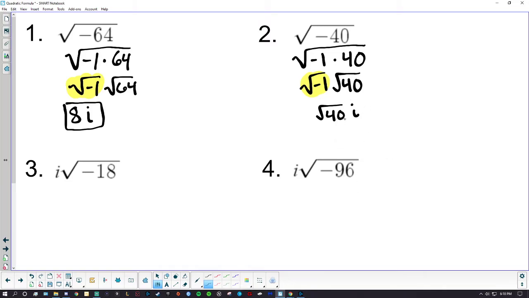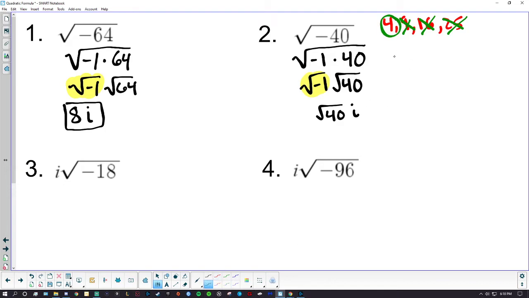But we're not done yet because the square root of 40 can be simplified, and that's where we make our list of perfect squares. We have 4, 9, 16, 25. I go about halfway and I stop, and I start checking those. Can I divide 40 by 25? No. Can I divide 40 by 16? Nope. I can't divide by 9, however, I can divide by a 4.